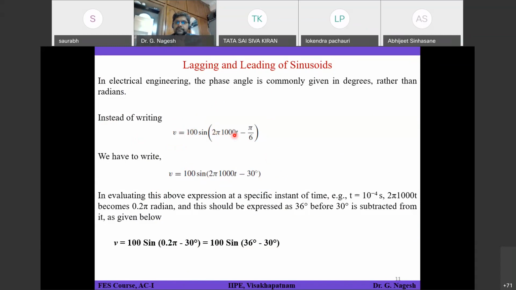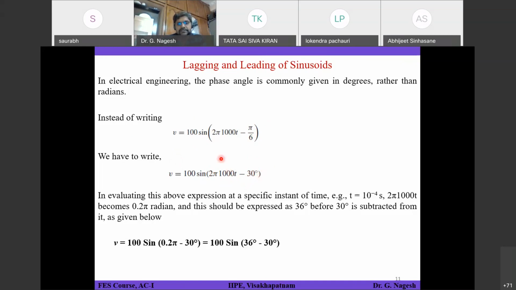This is omega into t radians, and this also should be in radians. But in electrical engineering, usually this should be expressed in radians, they will simply express it in degrees. Usually they will not express in radians, they will express only in degrees. So that means they are adding degrees to or subtracting degrees with radians. This should not be correct, but usually they will express only in this format.